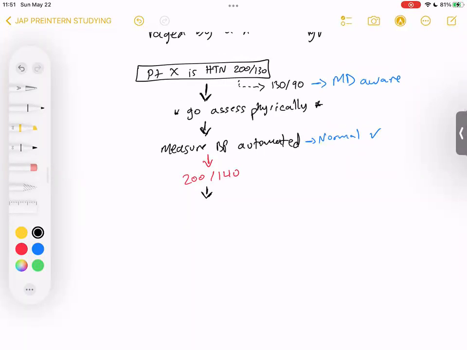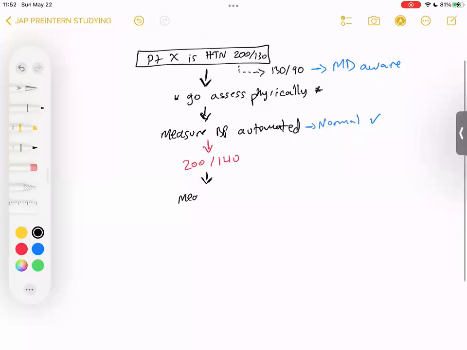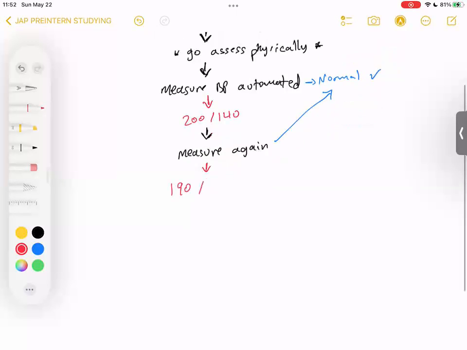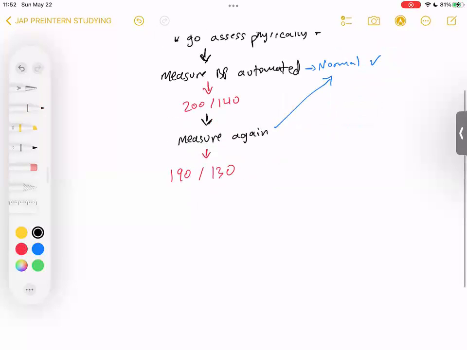But what I learned is really what you want to do is measure again. Even though it's measured one time, I feel like just measure it again. Sometimes it's an error, okay? So again, if it's normal, then you're done, right? If again it's like, I don't know, 190 over 130, then what do you think? How else can you troubleshoot it? Before you dwell into what to do to the patient, there's more troubleshooting you can do.